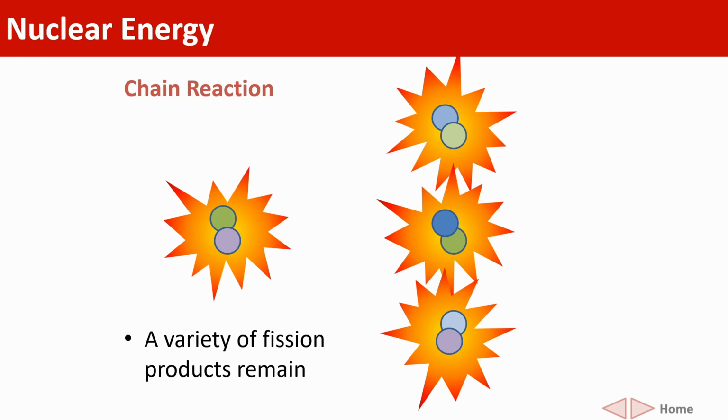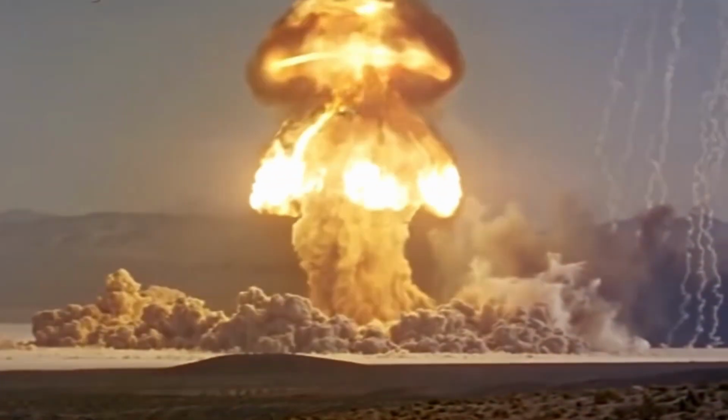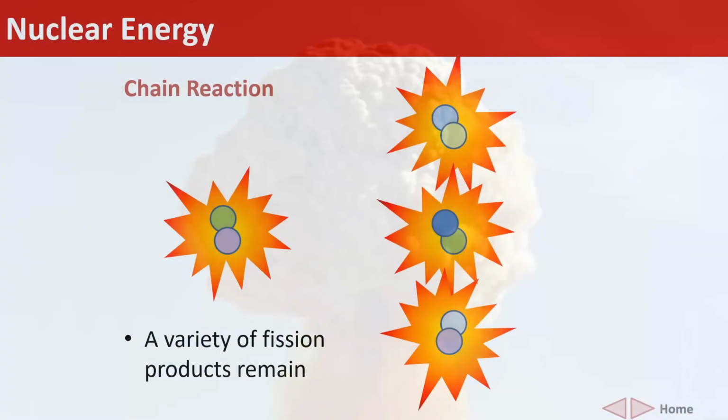One splitting uranium nucleus will result in 2 or 3 more splitting, which will result in 8 or 9 or however many more. And this is known as a chain reaction, where one reaction causes the next, causes the next. Left uncontrolled, this would be disastrous. It would result in an explosion, and that is the process behind some nuclear bombs. In a nuclear power station, this is controlled by absorbing some of the extra neutrons and slowing down the chain reaction.